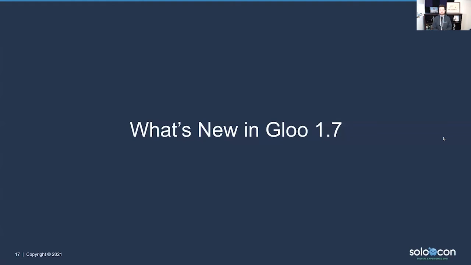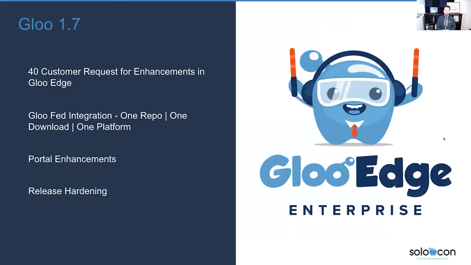So what's new in Gloo 1.7? Well, customers first. We've delivered over 40 customer requests for enhancements in Gloo Edge in this release. That is incredible. I'm so proud of the team, Kevin, for getting all this out the door. A lot of those are blockers, a lot of those were highs that you wanted in those releases, and we got those to you. Gloo Fed integration, it's now one repo, one download for enterprise, one platform.